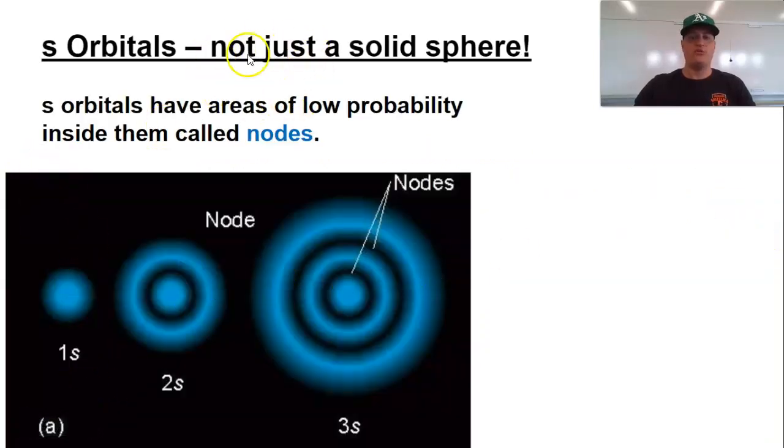However, these orbitals are not just solid spheres. There are what are called nodes, areas where you're going to find nothing present. So 1s, 2s is larger, but there's an area where you're not going to experience electron density. 3s is even larger. Again, these are the nodes where electrons are not going to be found.